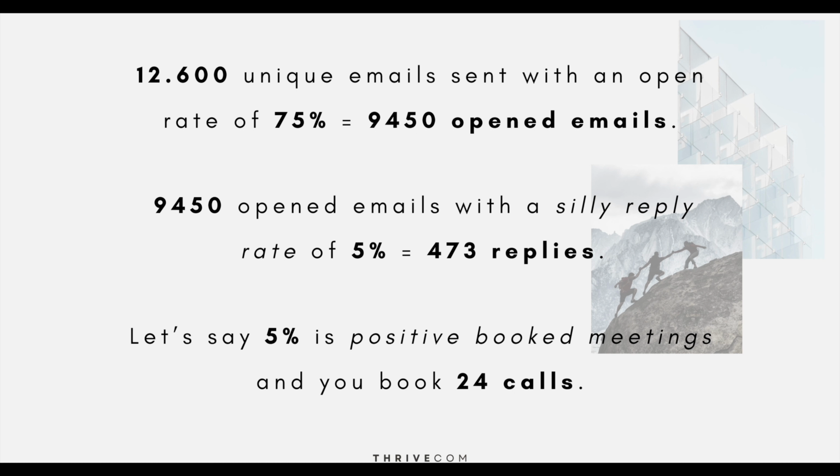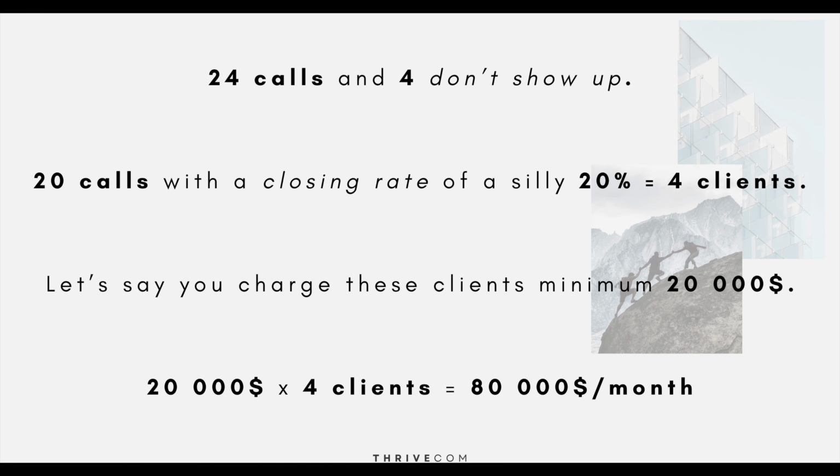12,600 unique emails sent with an open rate of 75% makes 9,450 opened emails. And this with a silly reply rate of 5%, which makes 473 replies. And let's now say that 5% is positive booked meetings and you book 24 calls. Let's say that we have these 24 calls and 4 of them don't show up. So in total, we will have 20 calls with a closing rate of a silly 20%, which makes us 4 clients.